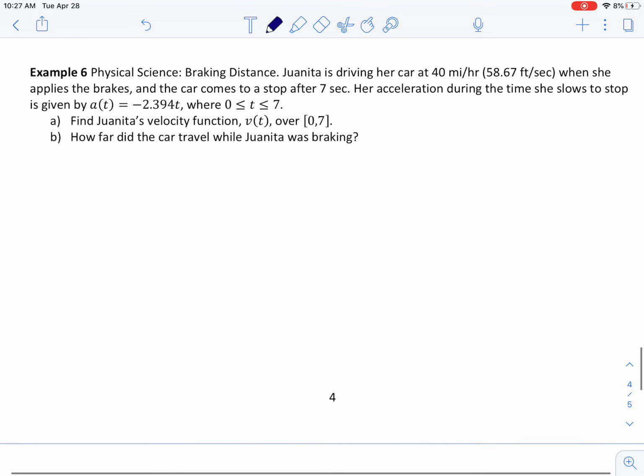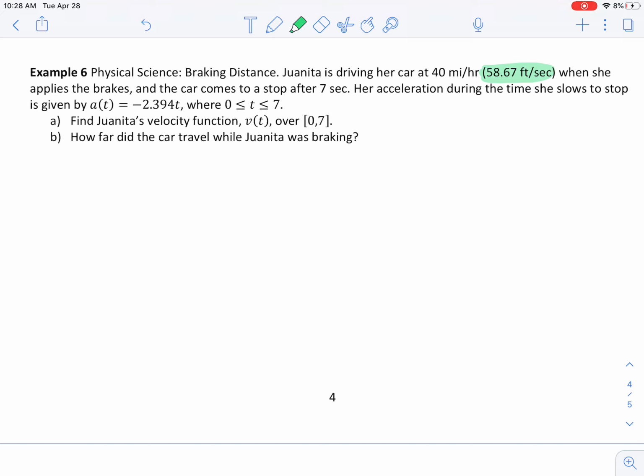Or the very last one, physical science braking distance, okay. Juanita is driving her car at 40 miles per hour. And look at what they gave us. That is 58.67 feet per second. I'm glad they gave us that, because when you're talking about stopping distance, you don't want the stopping distance to have a time unit of hours. A car shouldn't take hours to stop. So a car should take like a couple seconds to stop.